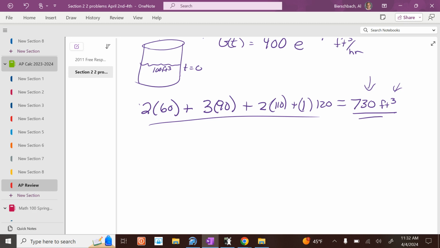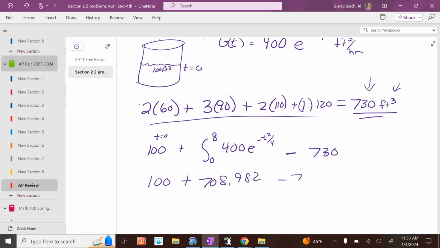Well, at the end of 8 hours, you know there's 100 at time 0, plus the amount of grain going in from 0 to 8 hours is 400 e to the negative t squared over 4, minus the 730 going out from part A. Okay, so this is 100 plus 708.982 minus 730, which is 78.982 feet cubed.